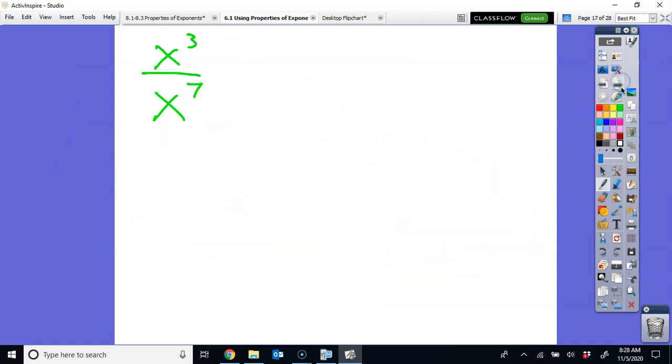Take a look at this one. This is an example of where negative exponents actually show up. Notice you have x to the third on the top, x to the seventh on the bottom. That would be 3 minus 7. That's negative 4. But what did we say about the negative exponent? We move that to the bottom of the fraction and make it positive.